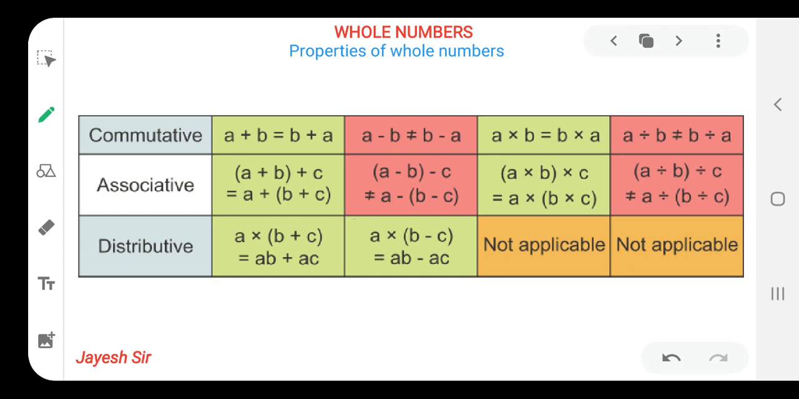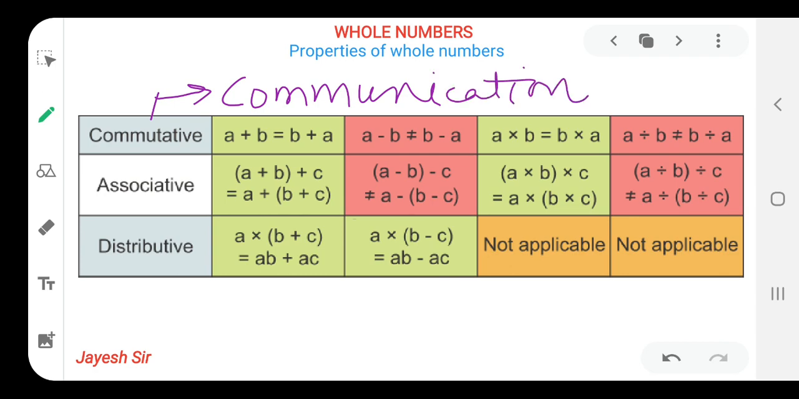How to remember the commutative property? The most important thing is that commutative sounds like communication. Yes friends, it sounds like communication, and we all know how to communicate. We have to relate it with communication. In communication only two people are required. Yes, we all know that for communication two people are required.